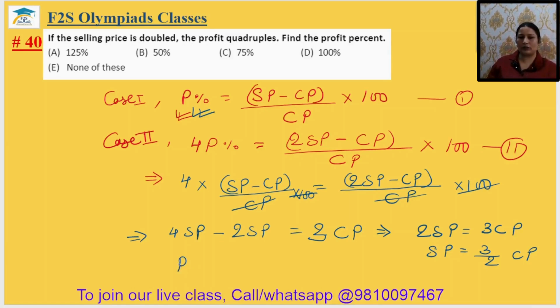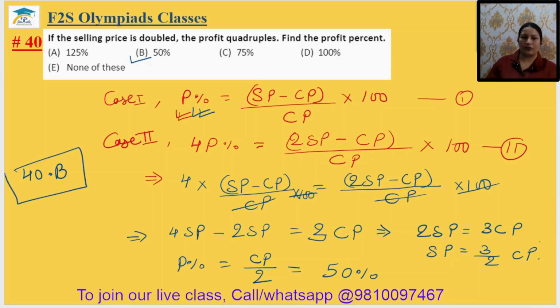So profit percentage here we have to find. So profit percentage will be SP minus CP. So SP minus CP is 3 by 2 CP minus CP. So it will be 1 by 2 CP. So CP by 2. CP by 2 means 50% profit. Okay, 50% profit. It is in option number B. The 40th answer is option B.